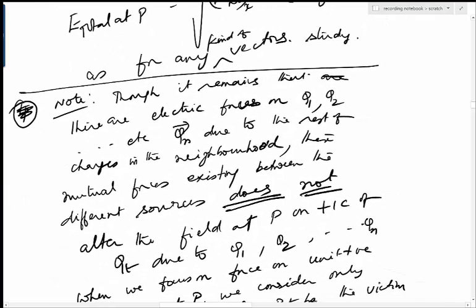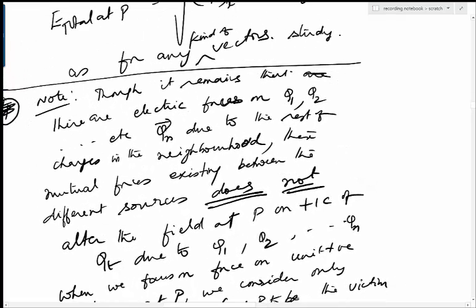Next, note that though there are electric forces on Q1, Q2, Q3, etc., due to the rest of the charges in the neighborhood, these mutual forces existing between the different sources themselves do not alter the field already existing at P on the 1 coulomb of test charge. The point is, we know there are so many test charges, source charges.